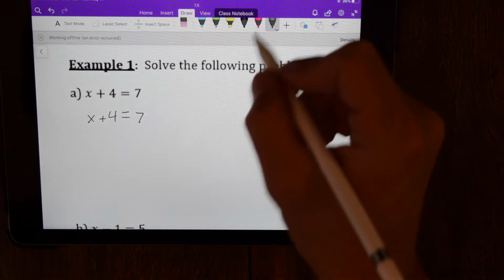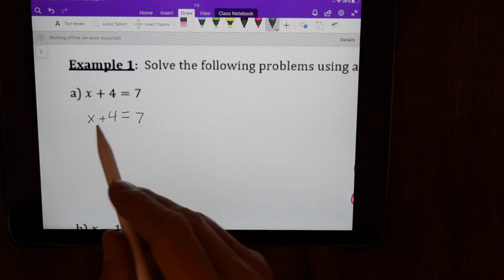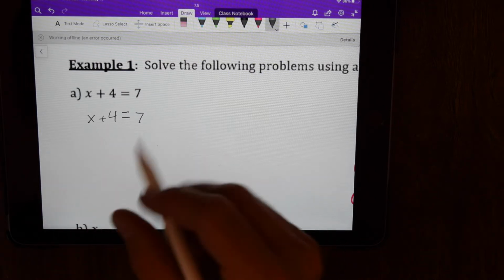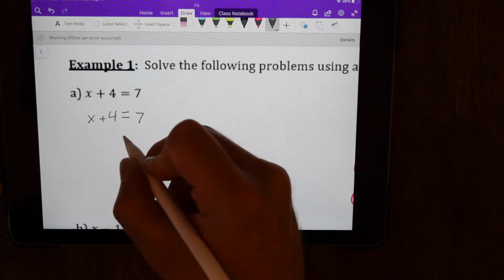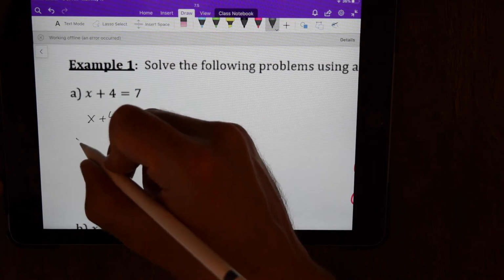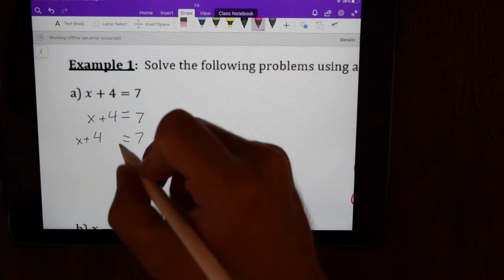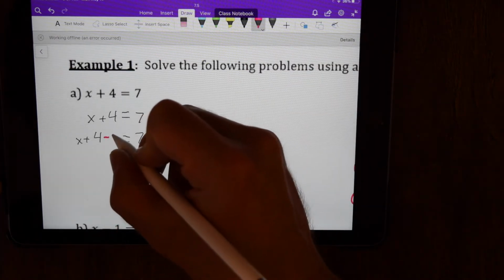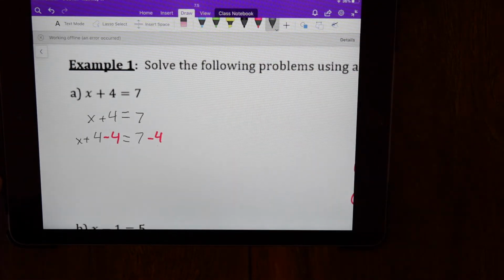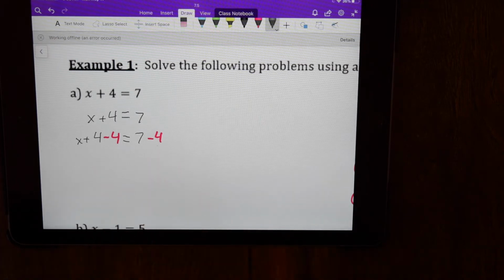So I rewrote my equation, and now I have to do the opposite of what I have here, and I want to get x all by itself. The opposite of adding 4 is subtracting 4. So I'm going to do that to both sides. I like to make sure that my equal signs are lined up. Also, a tip that I recommend to make sure that you're doing the same thing to both sides is you can use a different color or a highlighter to make sure that you see the same thing happening on both sides. So now I can clearly see that I've subtracted 4 from both sides of the equation.